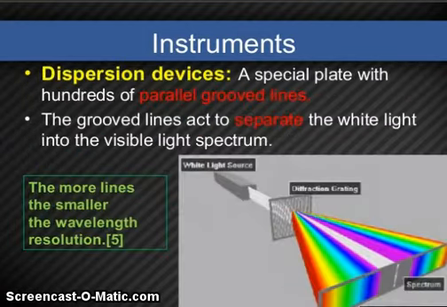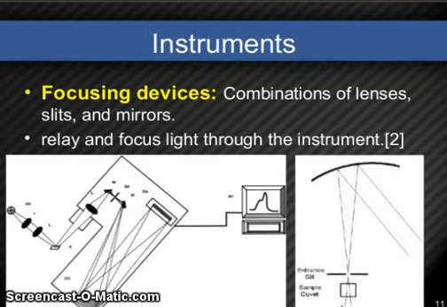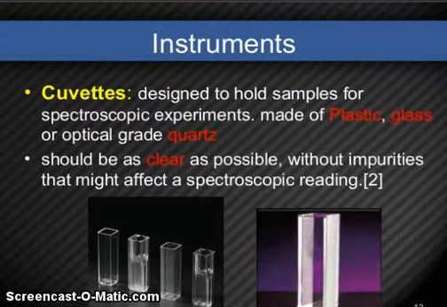Now dispersion device: a special plate with hundreds of parallel groove lines. The groove lines act to separate white light into the visible light spectrum, white light source and diffraction grating. The more lines, the smaller the wavelength resolution. Instruments, focusing devices: combination of lenses, slits and mirrors relay and focus light through the instrument.